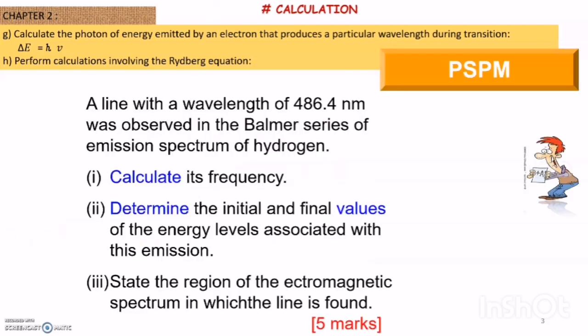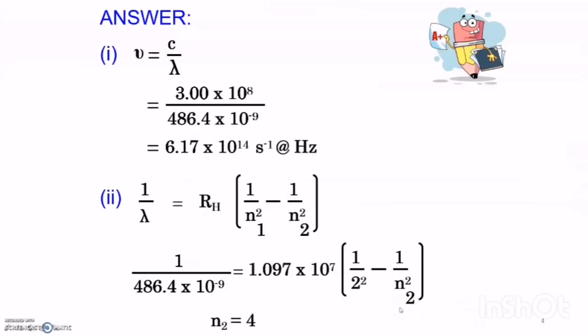Take a look at the example question from a previous PSPM. A line with a wavelength of 486.4 nanometer was observed in the Balmer series of the emission spectrum of hydrogen. Calculate its frequency, determine the value of the energy level, and last, state the region of the electromagnetic spectrum in which the line is found.